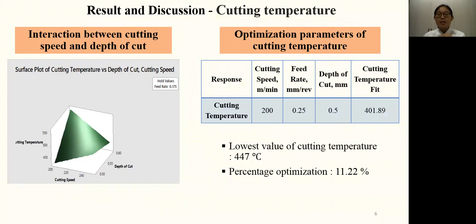Next, this table shows the optimization parameters of the cutting temperature, which are the cutting speed of 200 meters per minute, the feed rate of 0.25 mm per revolution, and the depth of cut of 0.5 mm. They give the minimum cutting temperature of 401.89 degrees Celsius. And the percentage optimization of 11.22% indicates that the cutting temperature has been optimized by 11.22%.